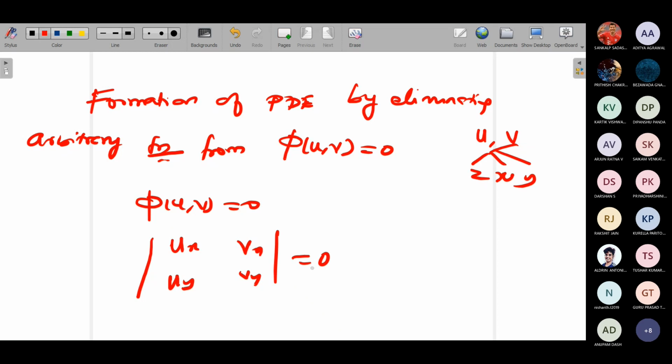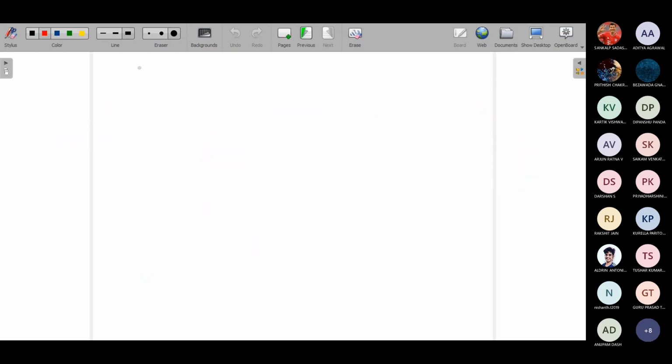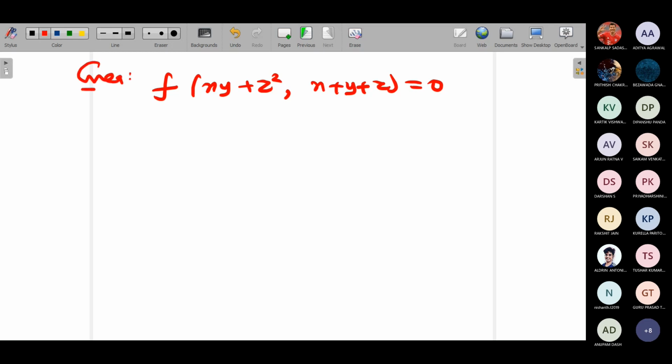You can take down: form PDE by eliminating f from f of xy plus z square, x plus y plus z equal to 0. That is, f of xy plus z square comma x plus y plus z is equal to 0. So this is your given function.